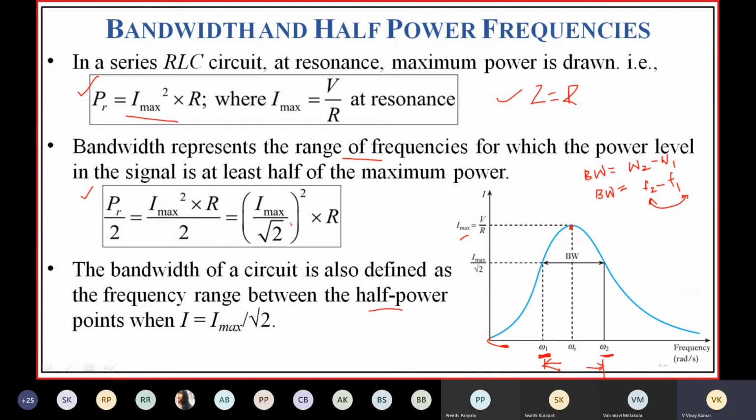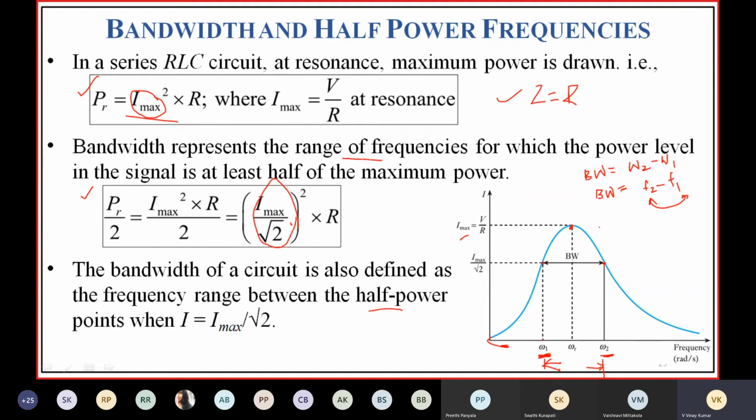Means what will be the current? Here the maximum current is I max, so the current will be I max by root 2. So at lower cutoff frequency or upper cutoff frequency, the current is I max by root 2. At lower cutoff frequency, the current is I max by root 2. At upper cutoff frequency, the current is I max by root 2. Right?